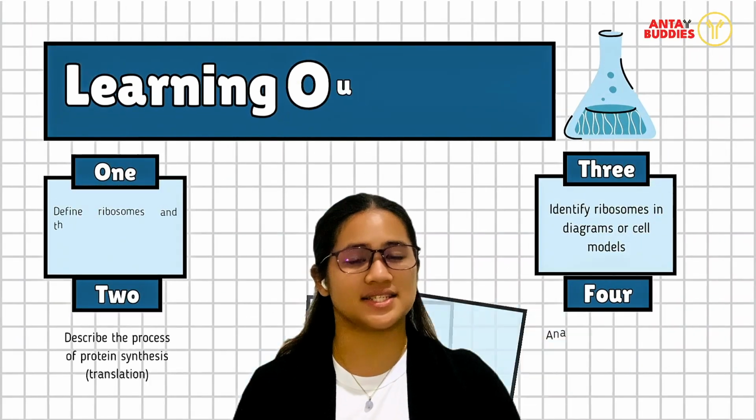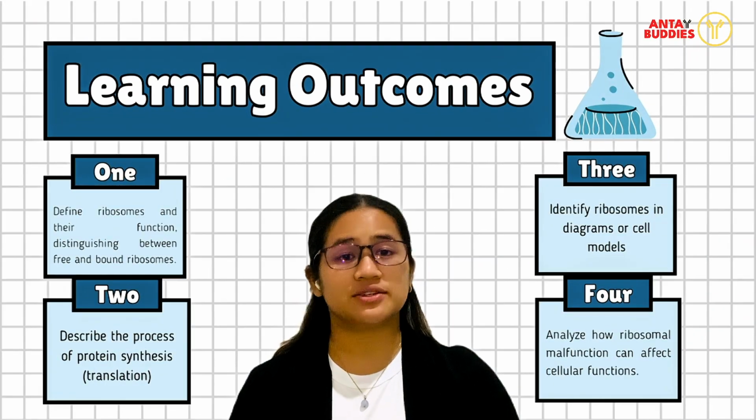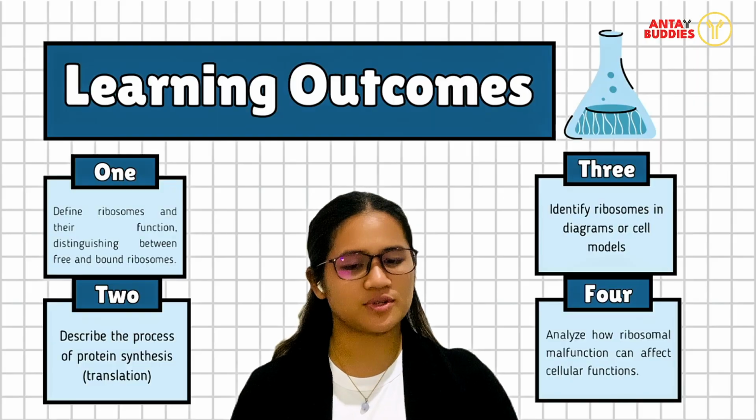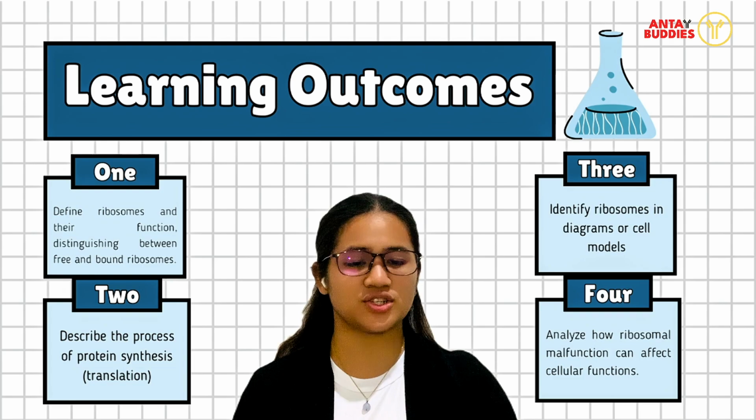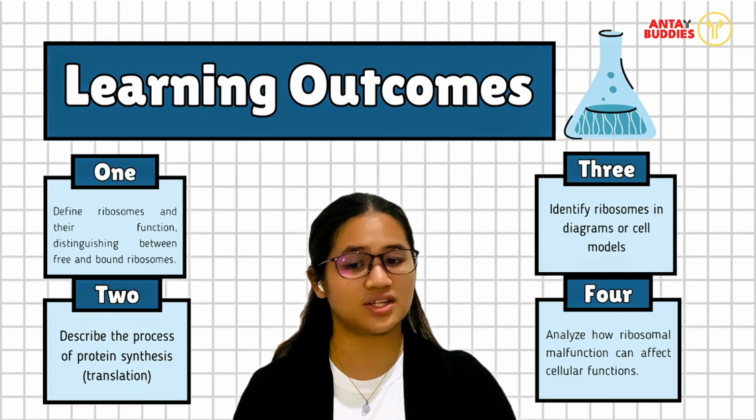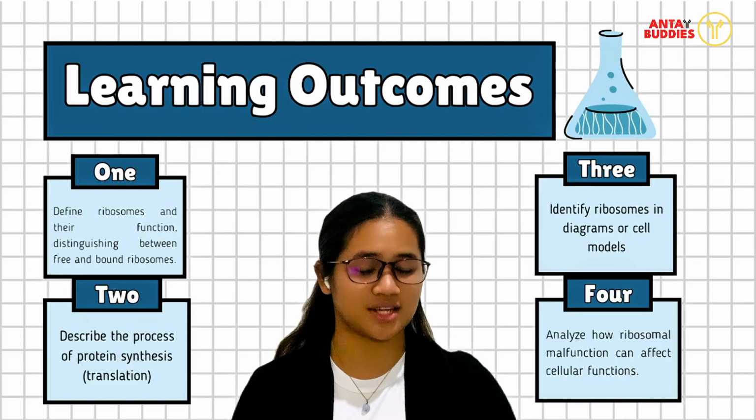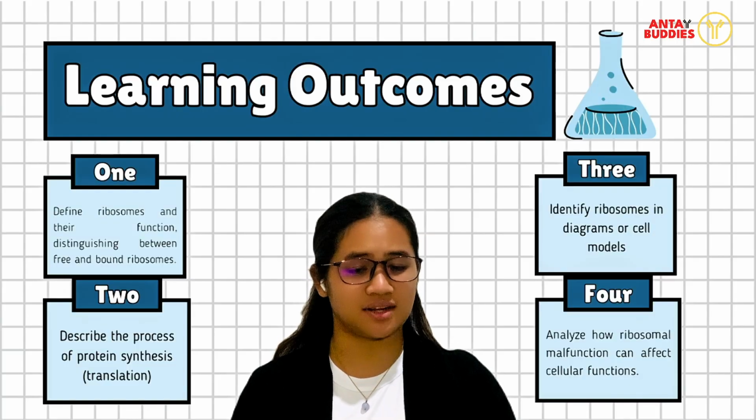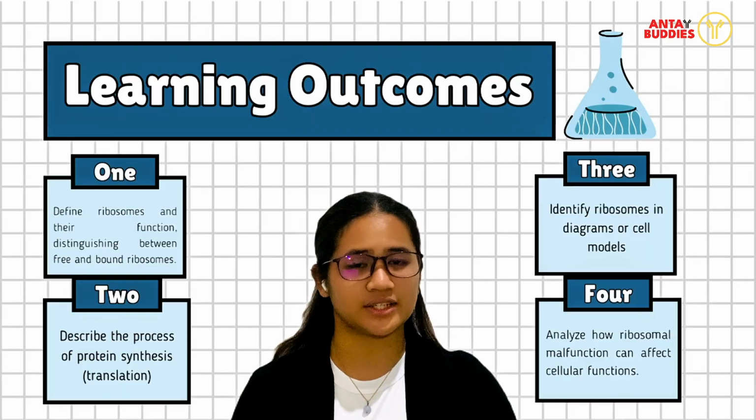By the end of this lesson, you'll be able to define what ribosomes are and explain the differences between free and bound types, describe how ribosomes help turn genetic information into proteins through translation, identify ribosomes in prokaryotic and eukaryotic cell diagrams, and finally, analyze what could happen if ribosomes stop working properly.